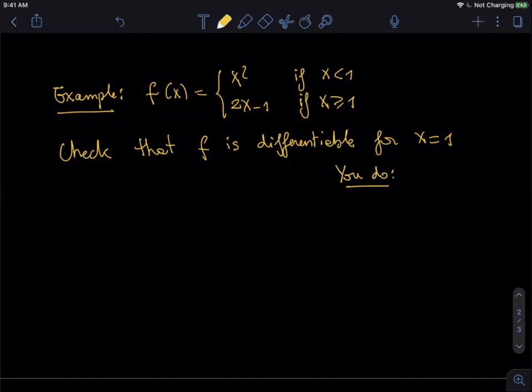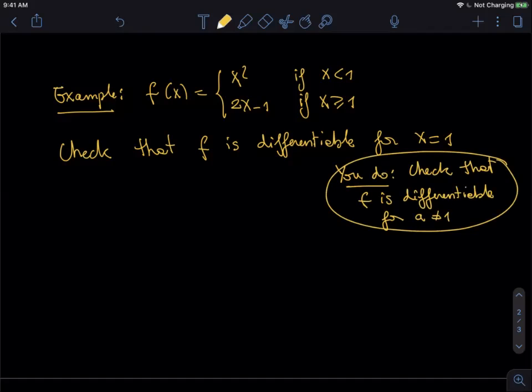So you do check that f is differentiable for a different than 1. So that's a side task.